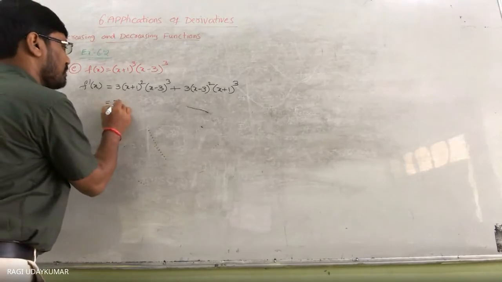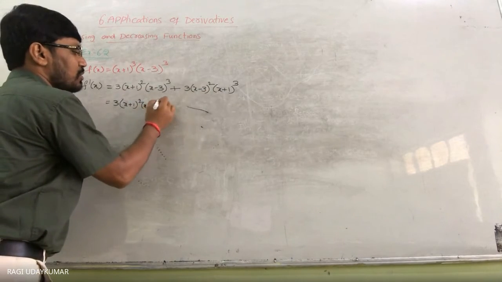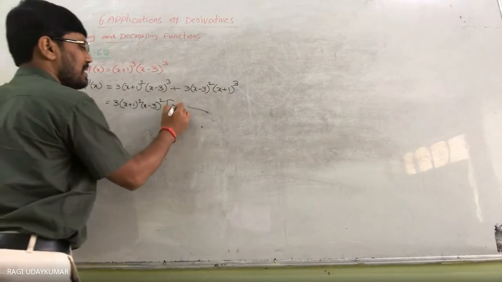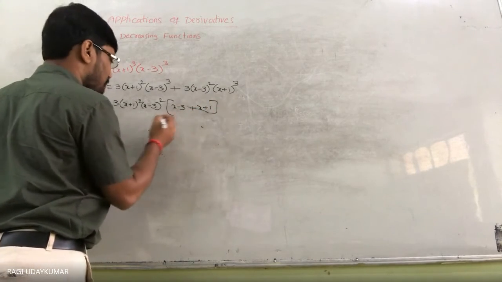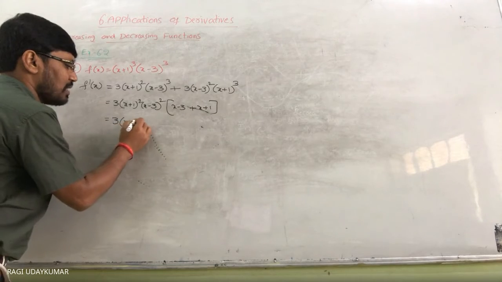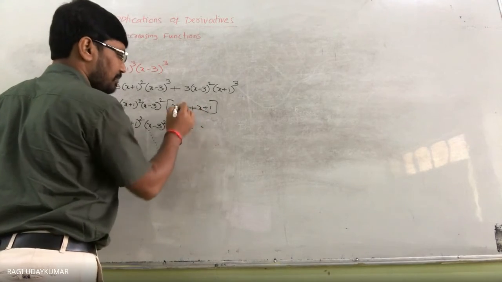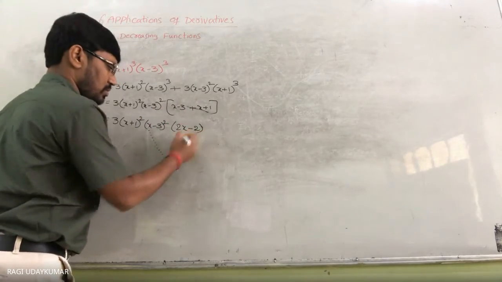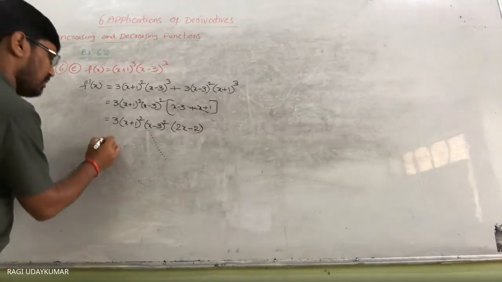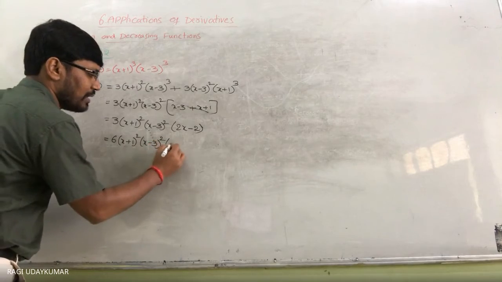Now what can you take common here? Squares you can take, 3 you can take common, (x plus 1) whole square, here it is there, here it is there. And (x minus 3) whole square, here it is there, here it is there. So here 1 time (x minus 3) will be left over. Here 1 time (x plus 1) will be left over. So on simplifying this, we are going to get (x plus 1) whole square, (x minus 3) whole square, (2x minus 2). Again 2 you take common. 2 you take, 6 into (x plus 1) whole square, (x minus 3) whole square, (x minus 1).